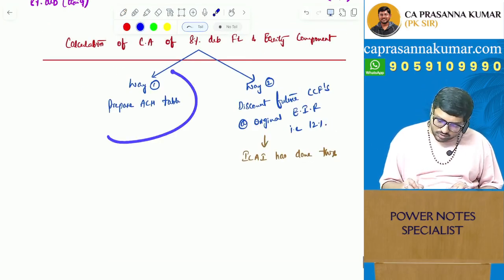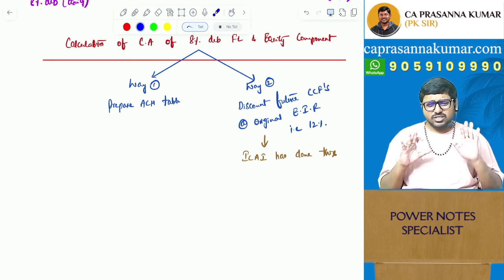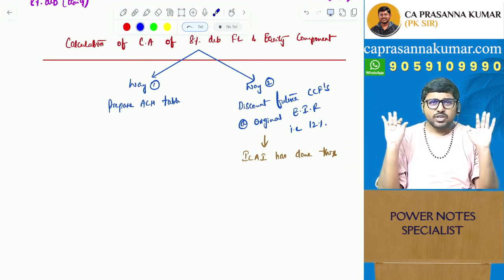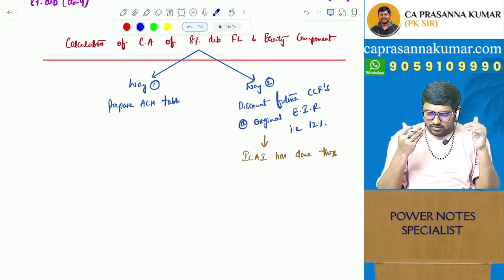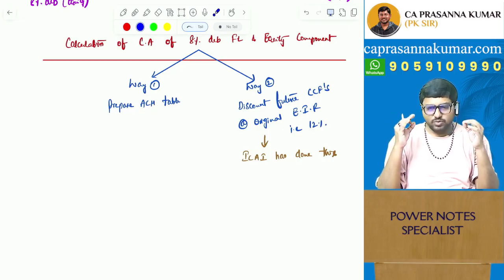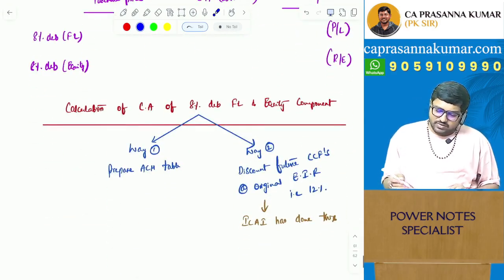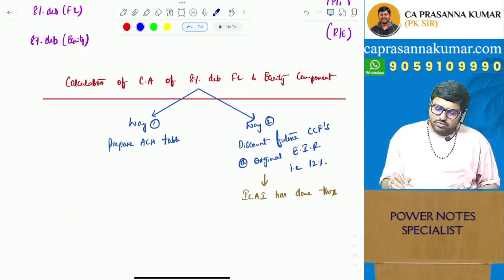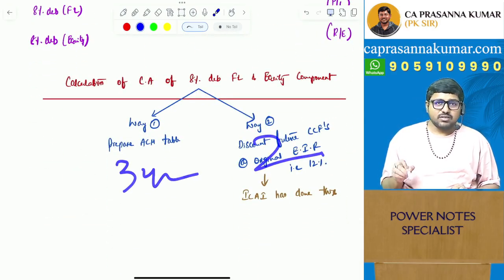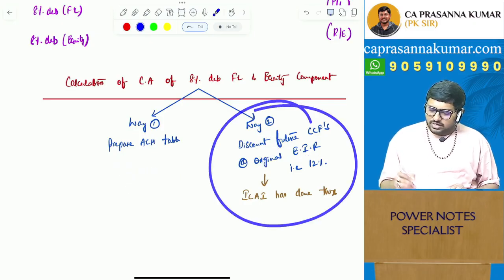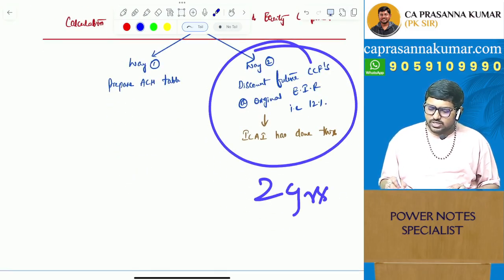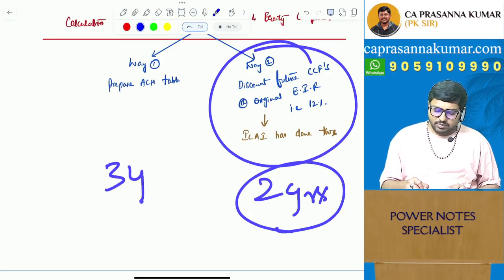If you want, you can also follow the ACM table. In this question, there is no problem. It will not be eating away your time. Either way, whether way 1 or way 2, in both cases you'll be getting your answer, because it's just 5 years and the future cash flows are going to be only for 2 years. Already 3 years are done. So if you calculate this way, you'll be discounting future 2 years cash flows. If you go the other way, you'll be preparing 3 years of cash flows with the ACM table.